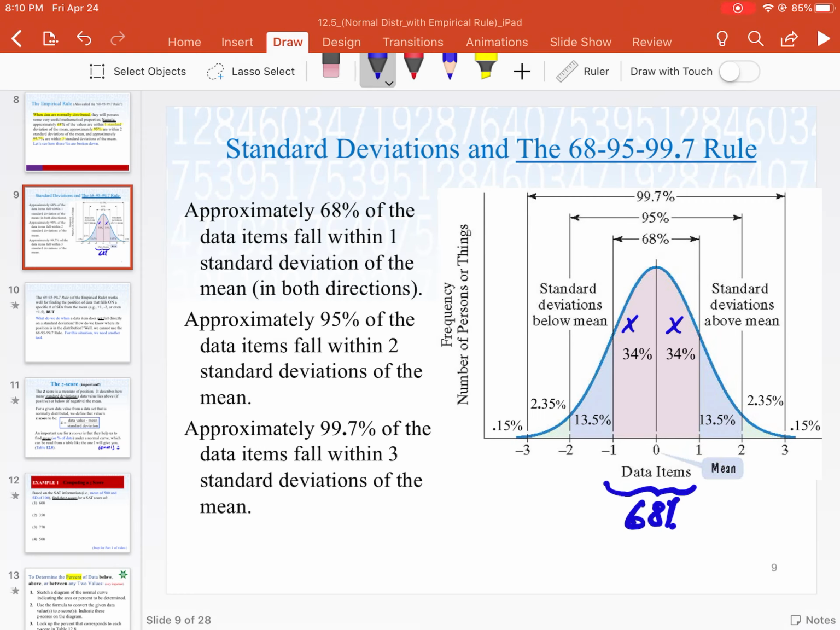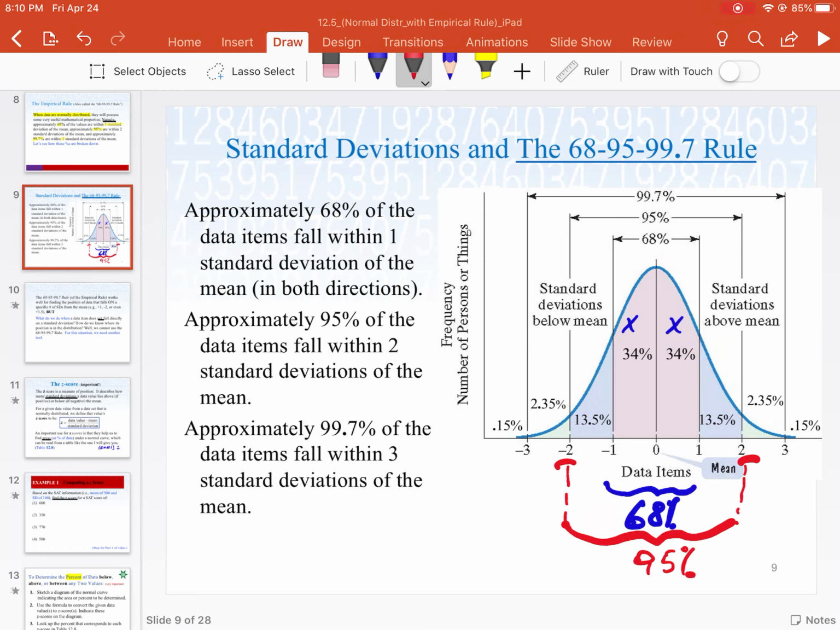Notice if I keep going, if I go another standard deviation, 2 below and 2 above, I add 13.5, which is 27. Add that to 68, and what do you get? You get 95. So if I go 2 standard deviations below and 2 standard deviations above, I have 95% of whatever I'm studying. That's just about everybody. Okay?